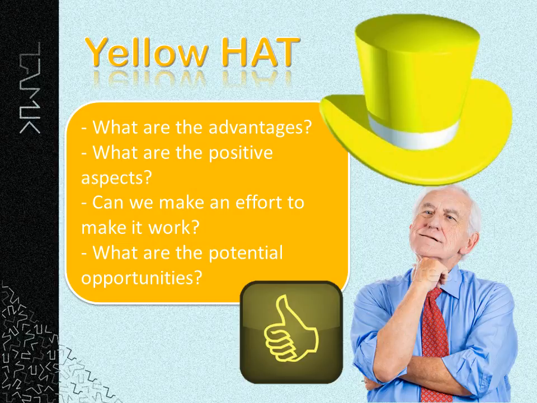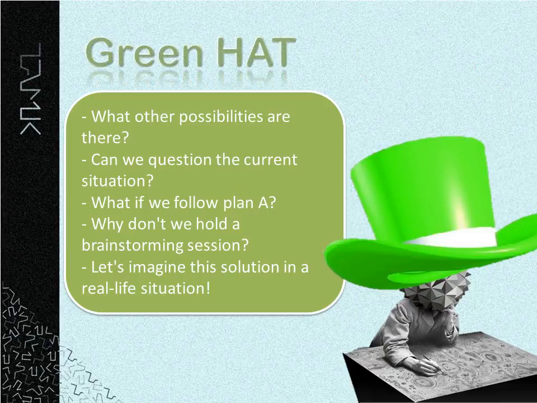The yellow hat. This hat is related to optimistic logic thinking. It presents the benefits of a certain idea and how it can work or what to do to make it work. It is centered on results and benefits. It's validated by the work done, making a positive contribution to the debate. Questions for this hat can be as follows. What are the advantages? What are the positive aspects? Can we make an effort to make it work? What are the potential opportunities?